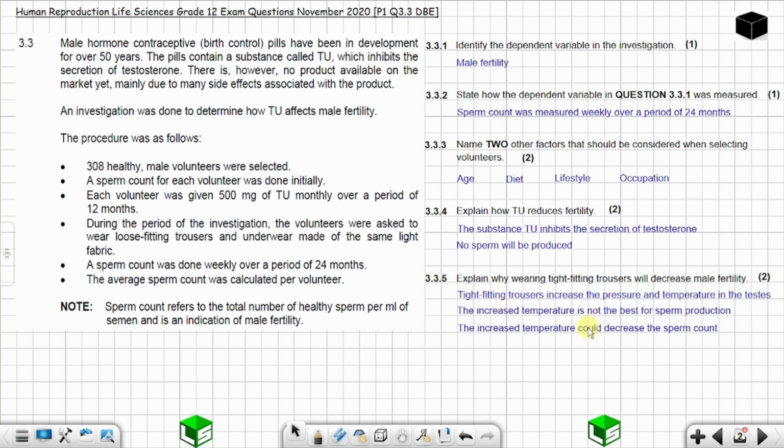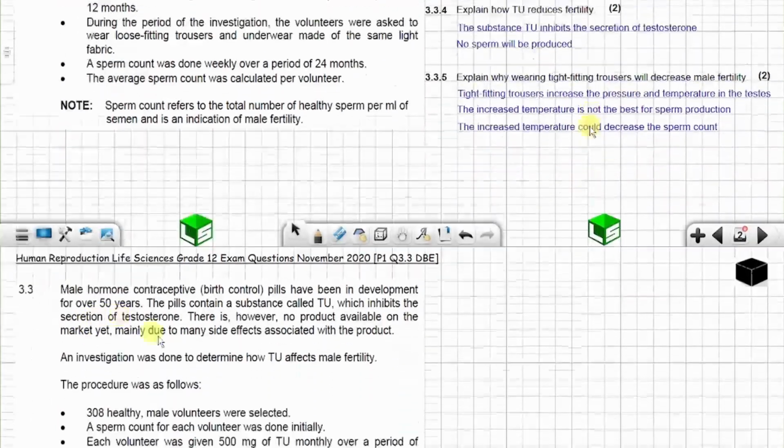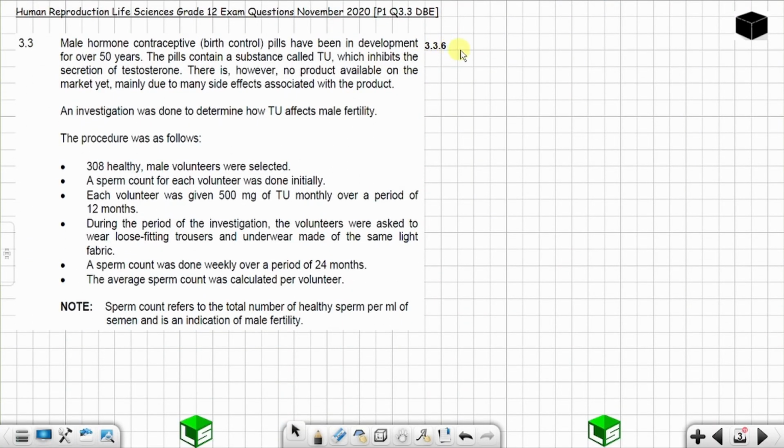Now let's move on to 3.3.6. Now it's question 3.3.6. Suggest one reason for doing the sperm count for an additional 12 months after stopping the TU treatment. This question is 1 mark. Okay, the investigation is done over a period of 24 months. In the first 12 months, each volunteer is given 500 milligram of TU, and then they stop the treatment and they do a sperm count for an additional 12 months.